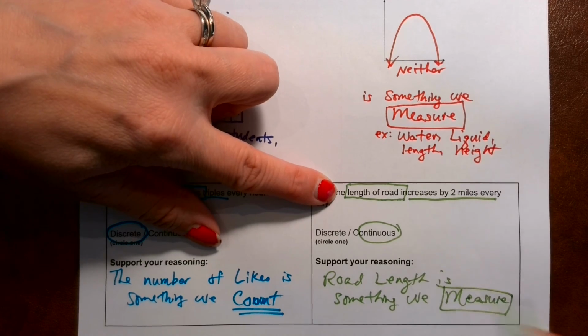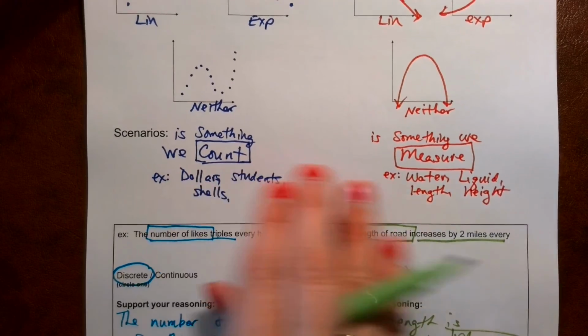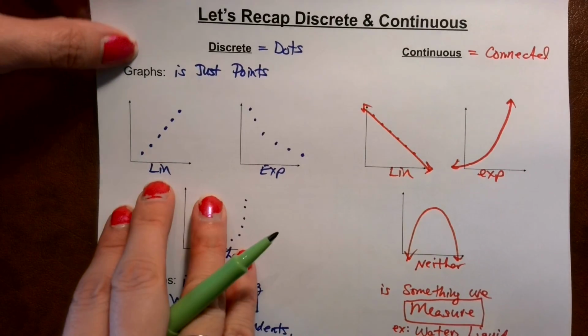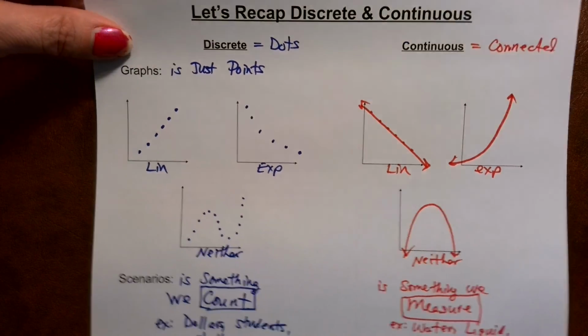So those would be the two reasons you'd want to give: counting versus measuring, dots versus connected. Okay, good luck practicing this.